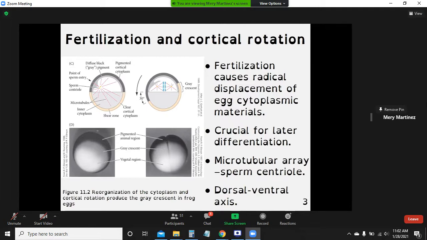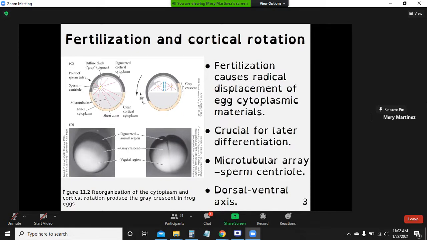So in here we see this is the point of entry of the sperm. As soon as we have the cortical reaction that we explained before, we see a migration of the cytoplasm, like counterclockwise 30 degrees. And that migration here is really important to form this gray crescent. And we're going to see how critical this gray crescent is for the process of gastrulation, okay?